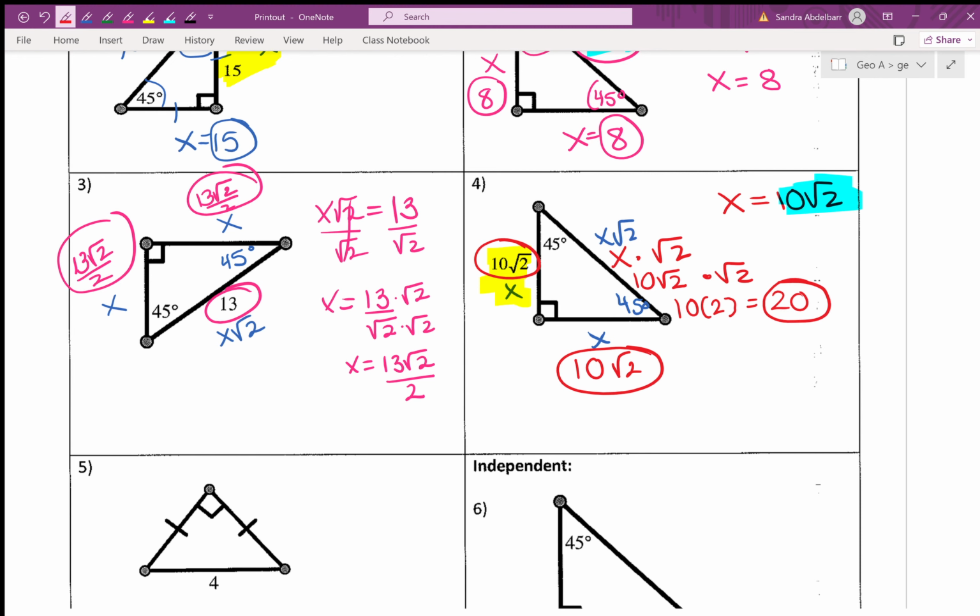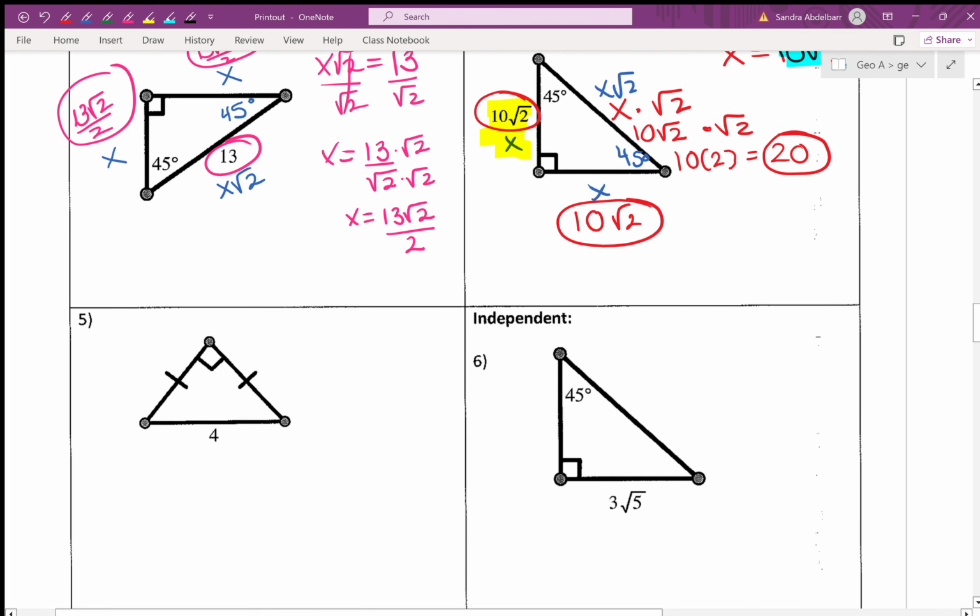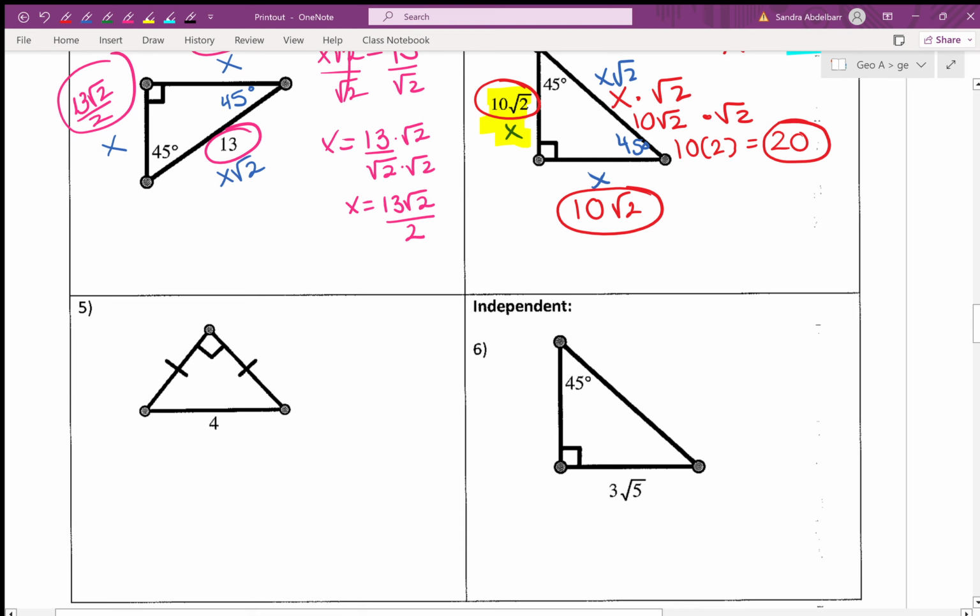All right, let's look at number 5. How do I know number 5 is a 45, 45, 90? Demetri? Excellent. Remember, if we have a triangle with the legs congruent, aren't the base angles also congruent? So the only way this works, because I have one angle that's 90 and the other two angles congruent, is if both those angles are 45. Does that make sense to everyone? So now what do we have again? X, x, x root 2.